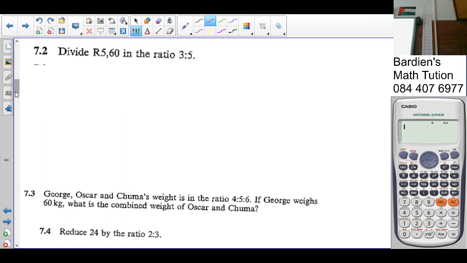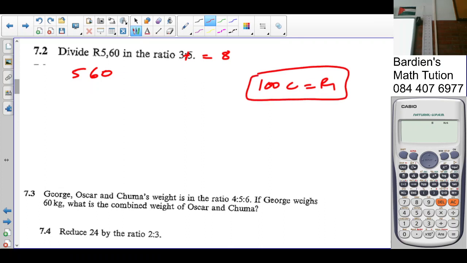So, if you must divide in the ratio of 3:5, what I do is I say 3 plus 5 is 8. So it must be divided into 8 parts in total. So you say 5 Rand and 60 cents is the same as 560 cents. You guys know there's 100 cents in 1 Rand? Right. So if I divide that by 8, what's 56 divided by 8? 6. No? So it's 60 cents per unit.